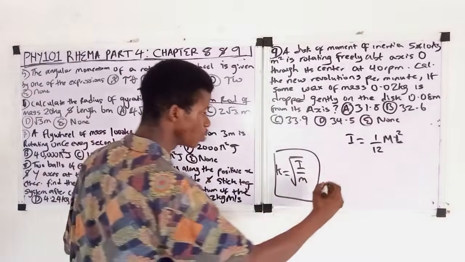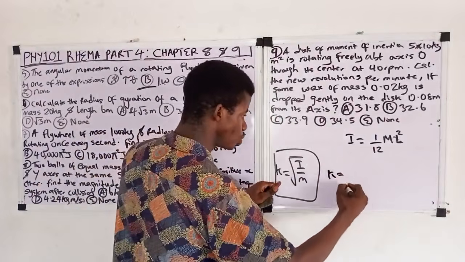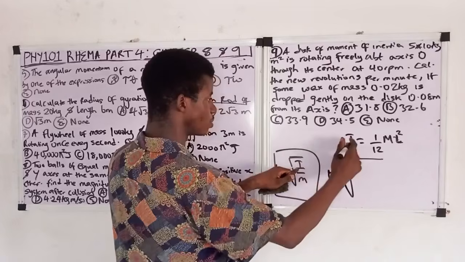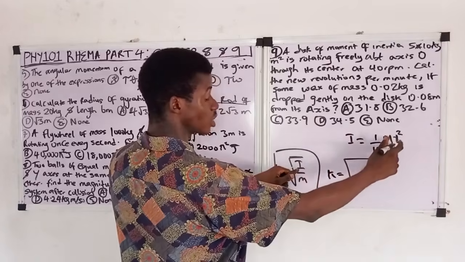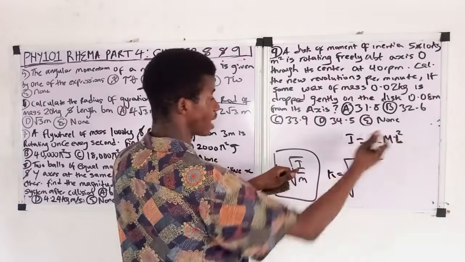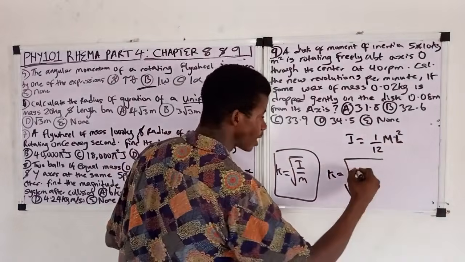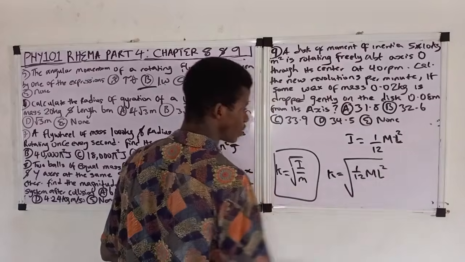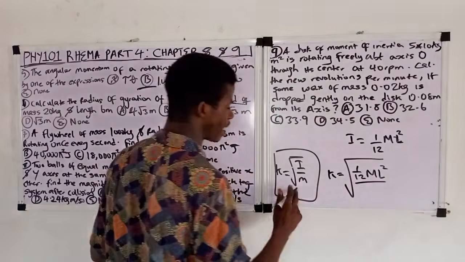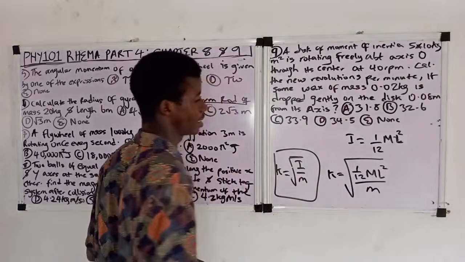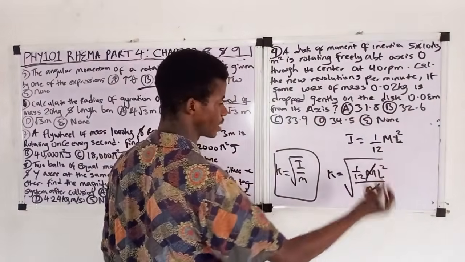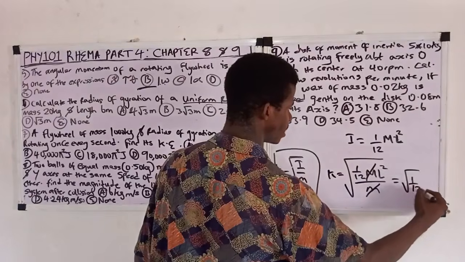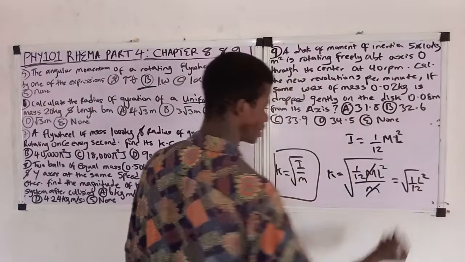So let's continue. After this formula, K is equal to the root of the moment of inertia of a uniform rod, which is 1/12 the mass times the square of the length, divided by the mass. This mass will cancel that mass. So we are left with the root of 1/12 times L squared.